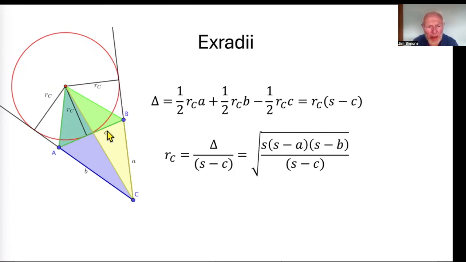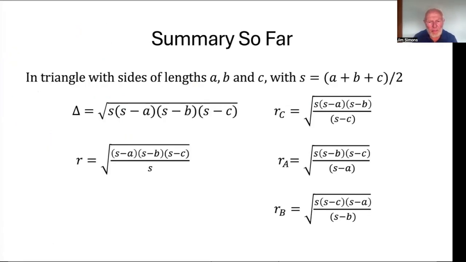Now for the yellow one, for example, we have this as the base again. And the height now is an example where the height doesn't actually land on the interior of the edge, but that's all right. The area of this triangle is still half A times RC. I'm using the notation RC as the exradius opposite C. So we have half RC A plus a half RC B minus half RC C, which is RC times S minus C. So RC is that quantity. Again, it looks very like Heron's formula, but the S minus C has slipped onto the bottom. Right, so that's what we've got to.